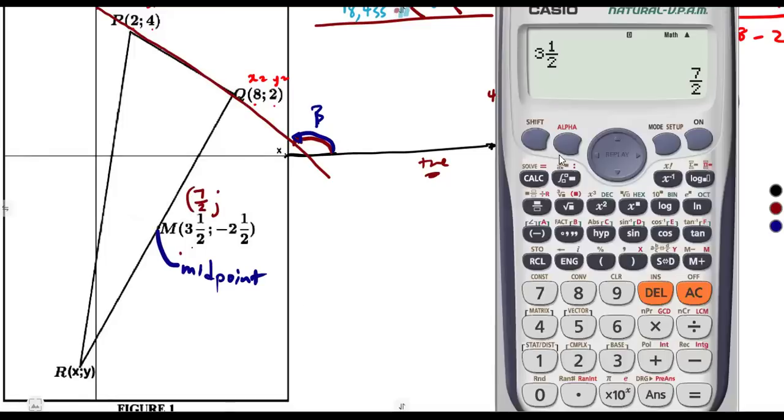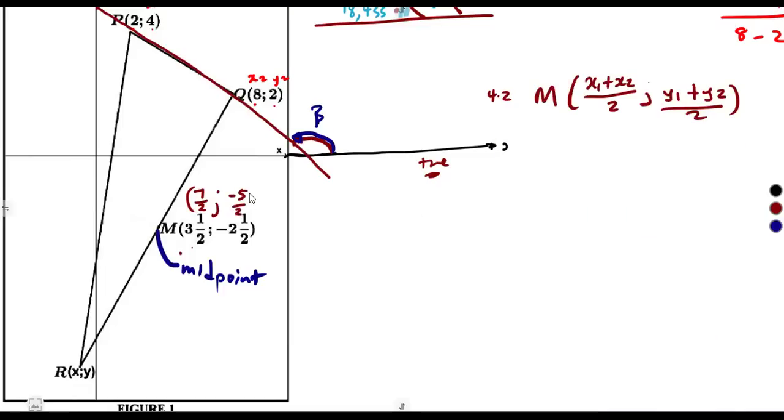The same with minus 2.5. It is negative 5 over 2. So that you can properly see the numbers that you're working with. So this is how you calculate the midpoint. You took the x from the points because it is the midpoint of these two, R and Q. So you took the x value on Q.